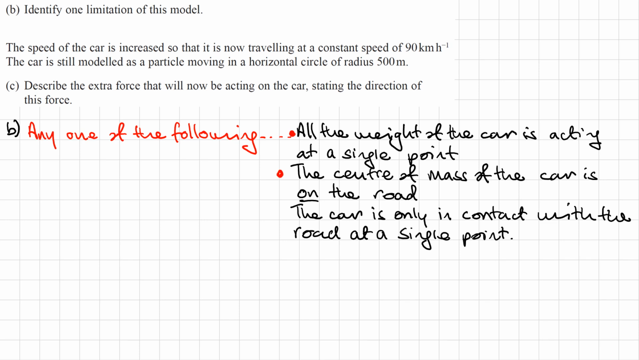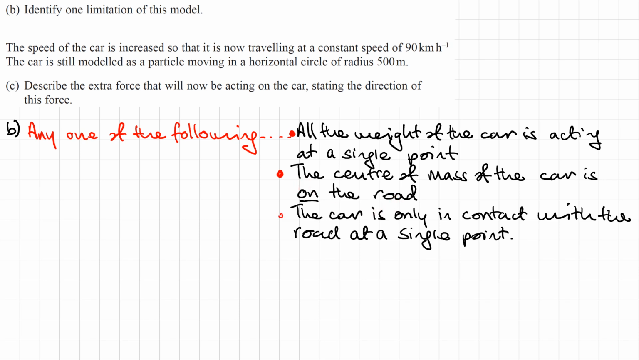Because we've got the weight of the car all acting at a single point, and that point is on the road, that means that we've got the center of mass of the car on the road. Now, in reality, that wouldn't be true. It would be somewhere above the road, but cars are made so that the center of mass is low enough that they don't topple over, but it wouldn't actually be on the road.